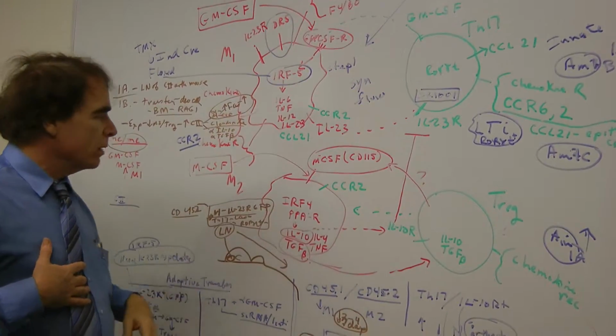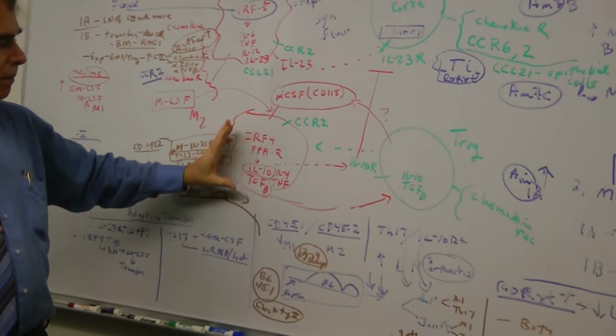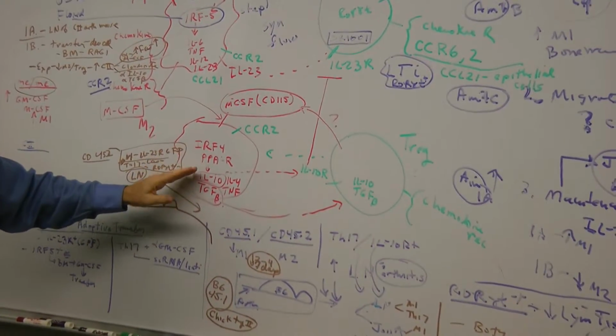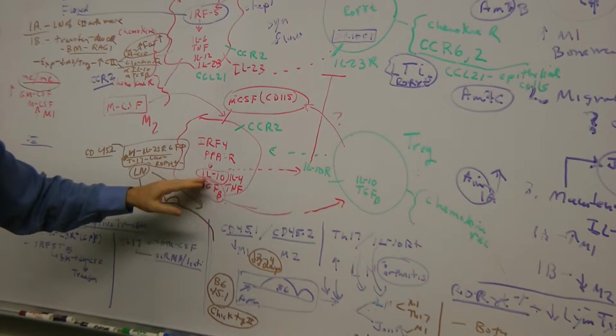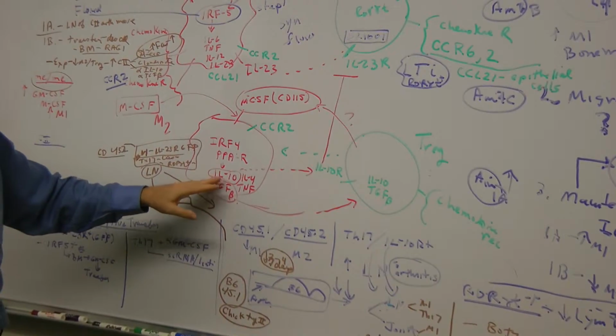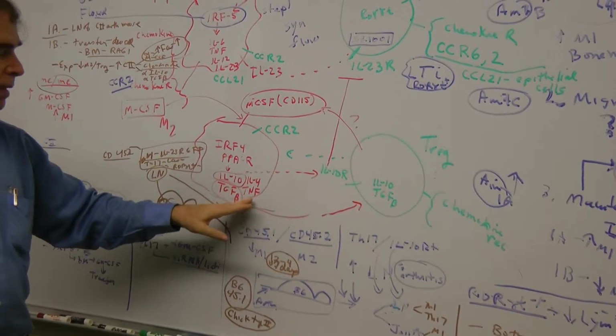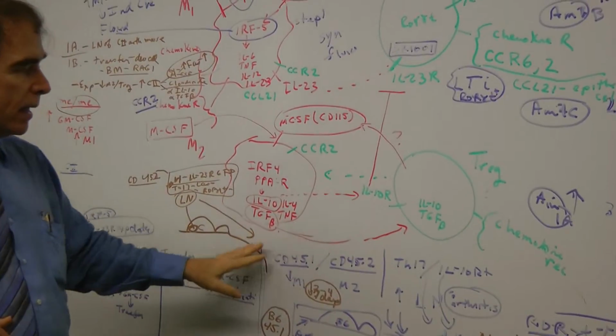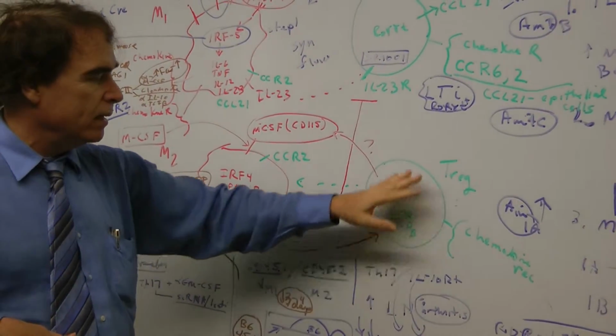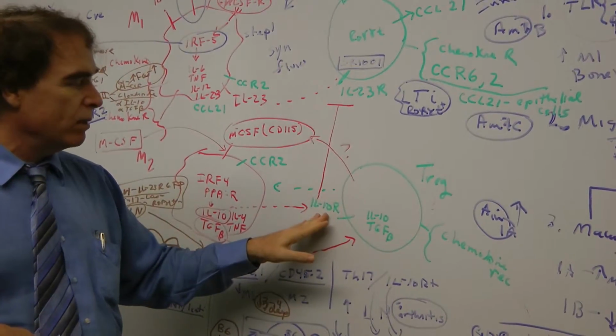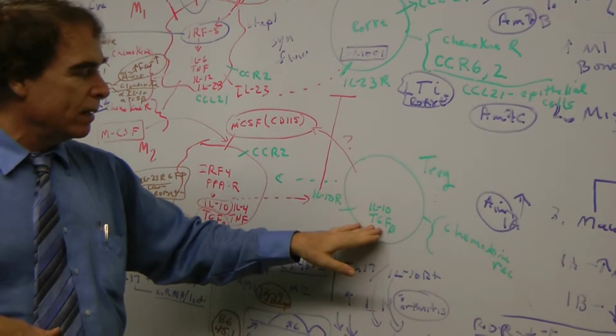Okay, and then this is sort of like the opposite, the anti-inflammatory macrophages, IRF4, and then certain anti-inflammatory cytokines, IL-10, TGF-beta, IL-4, and TNF still, and then they drive, probably through IL-10, these T regulatory cells, IL-10 receptor, which produce also IL-10 and TGF.